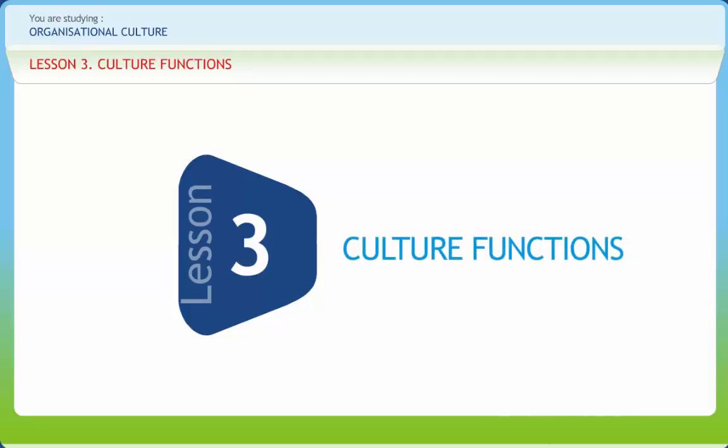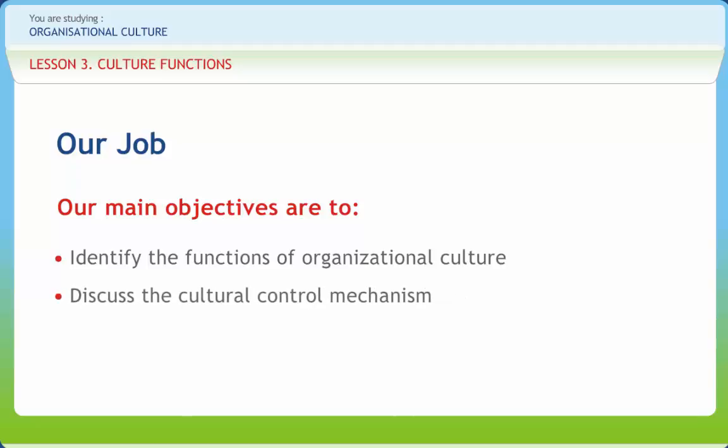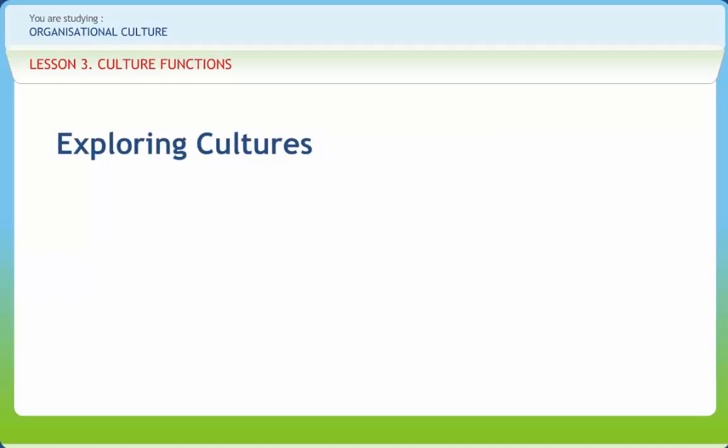In this presentation, we are going to learn about the functions of organizational culture and how culture could be a liability. After going through this presentation, you should be able to identify the functions of organizational culture, discuss the cultural control mechanism, and know how culture can be a liability. Culture is holistic and refers to the essence of an organization.